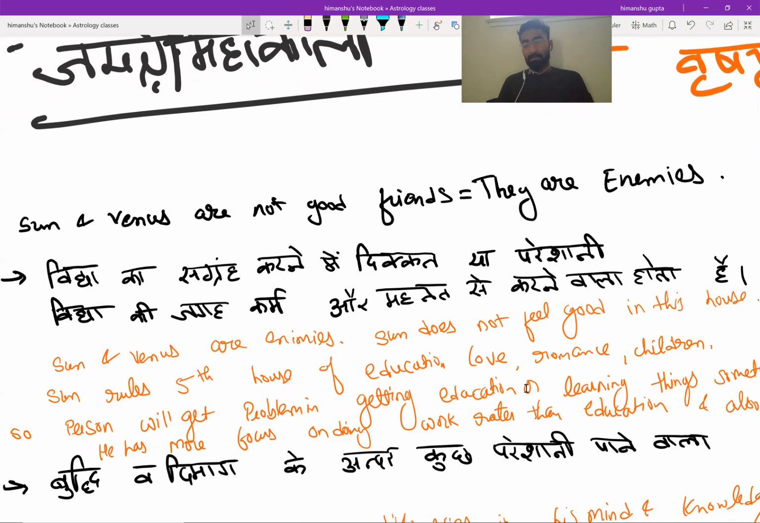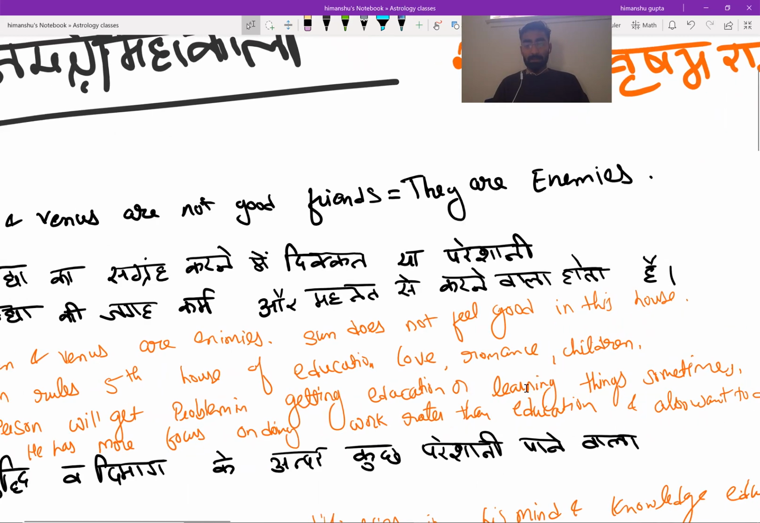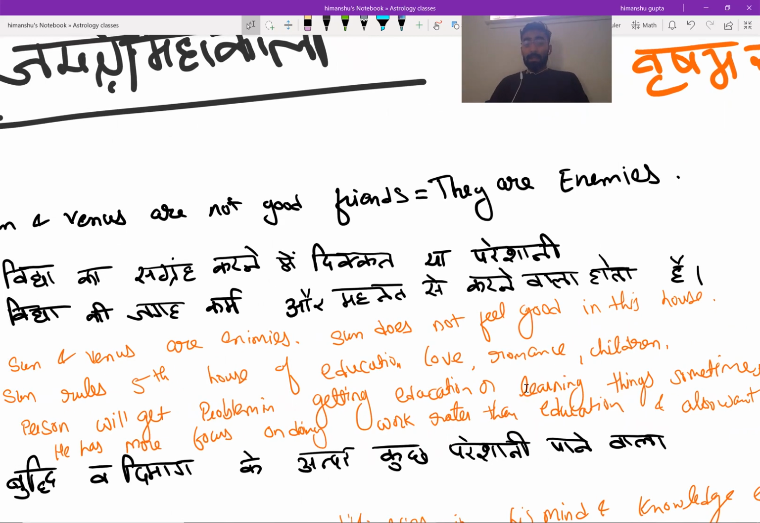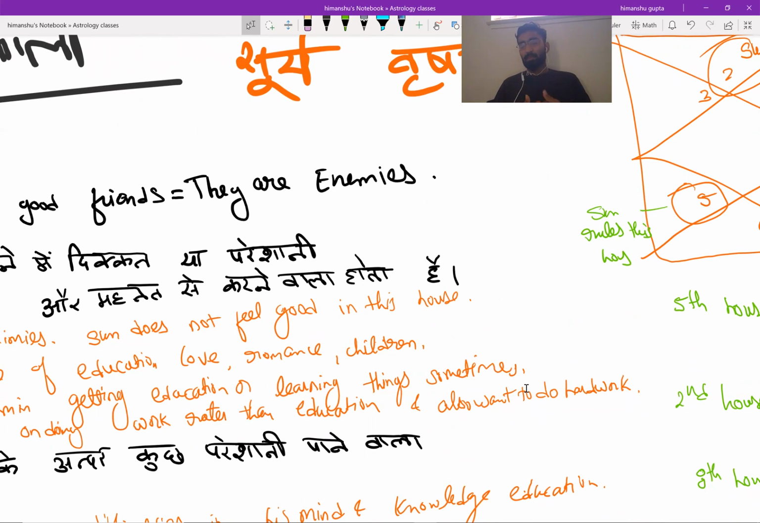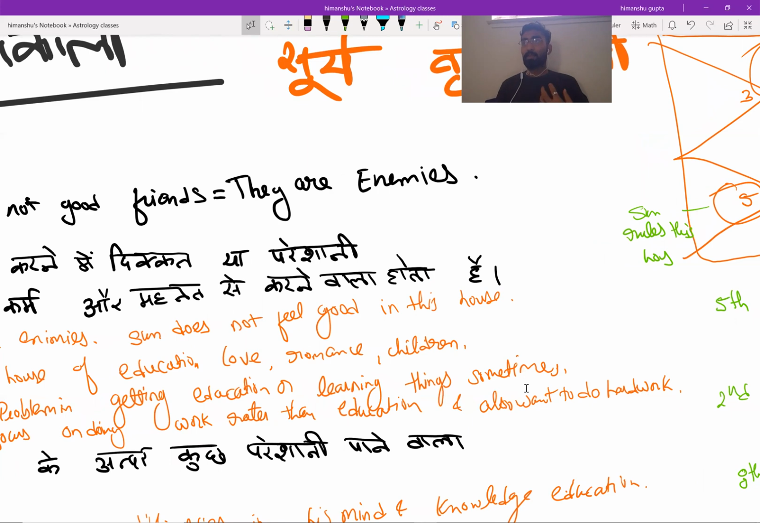So the first point written in the Samhita is the person will get problems in getting education or learning things sometimes. He has more focus on doing work rather than taking education, and also the person might do a lot of hard work because Sun is sitting in the second house, in its enemy sign, Taurus.